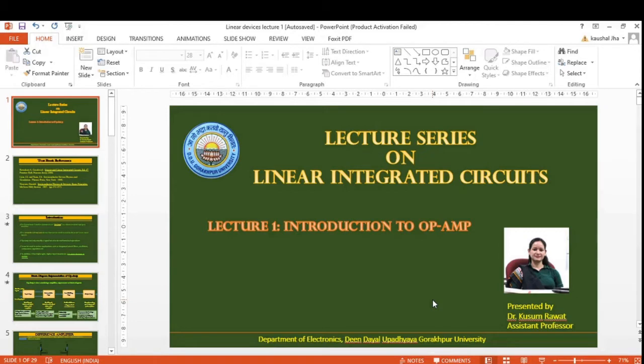The Linear Integrated Circuit paper is a part of the BSc third year electronics course, and in this lecture I'll introduce you all to an operational amplifier. An op-amp is a very common linear IC that will be used in our laboratories, and we perform some experiments on the 741 IC, which is an op-amp IC.